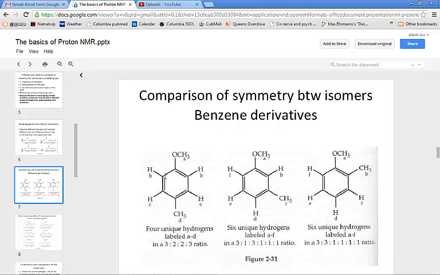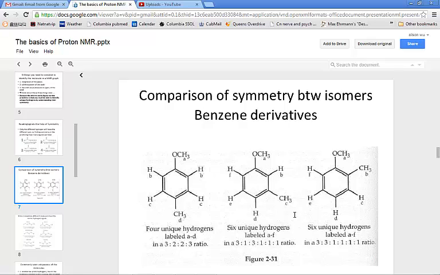Same thing here. It's oxygen connected to a methyl group. So same for these two. These are the same, because look here: saying oxygen, look to the left, saying methyl group. That's why it's a 3, 2, 2, to these two, and 3 ratio.